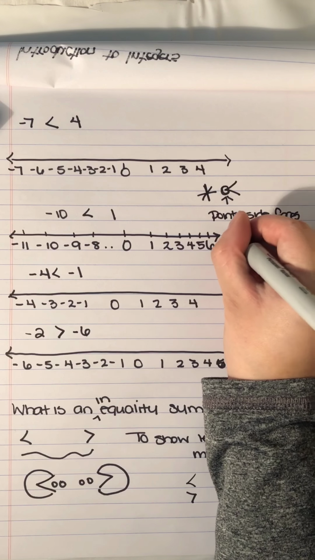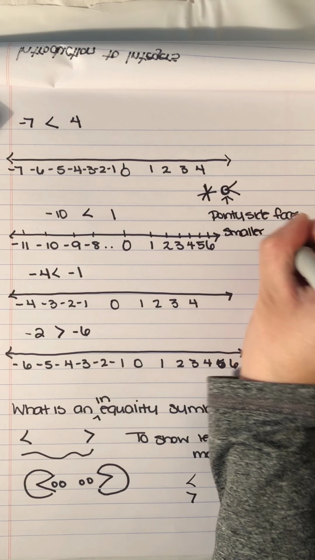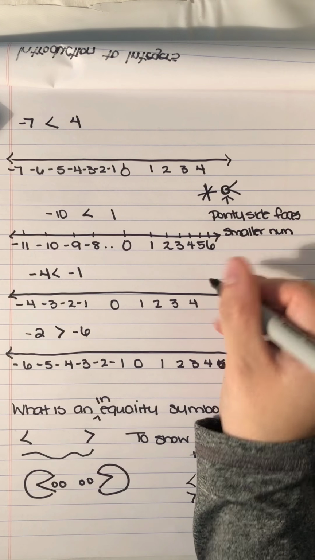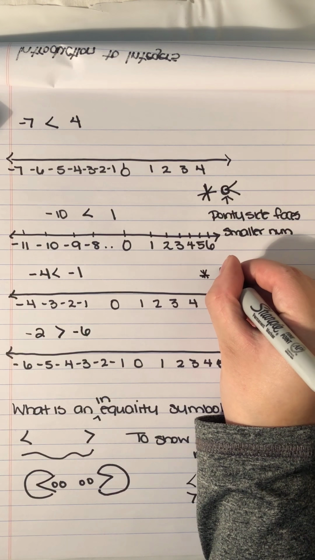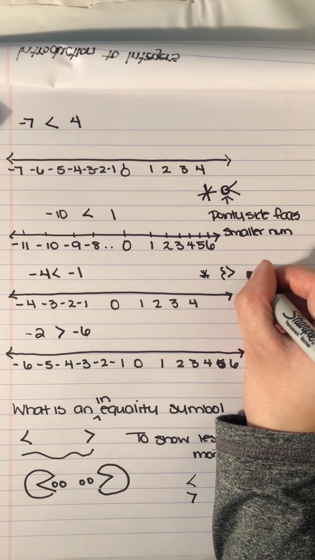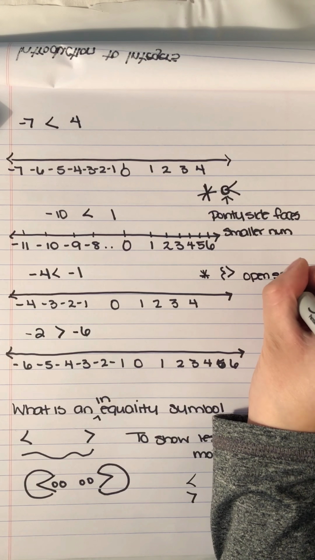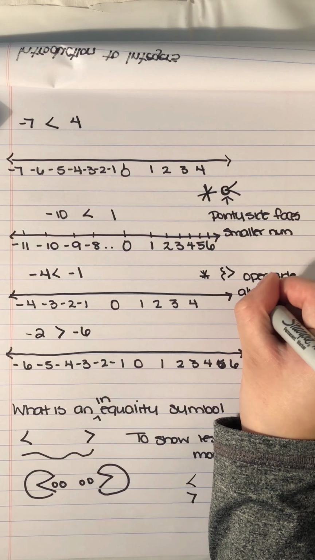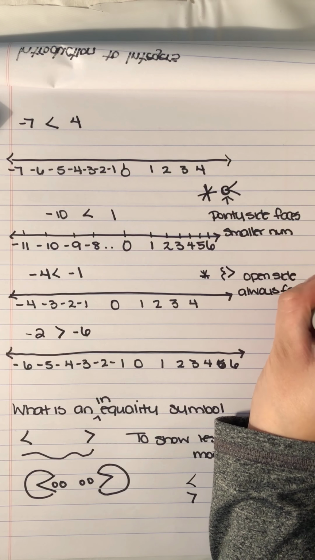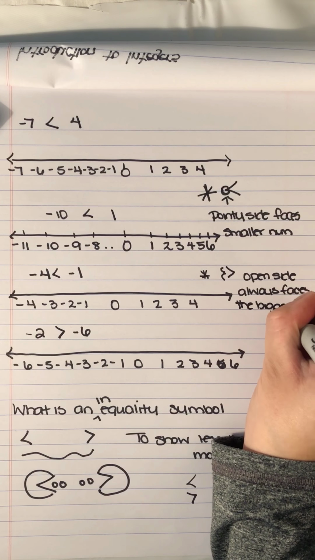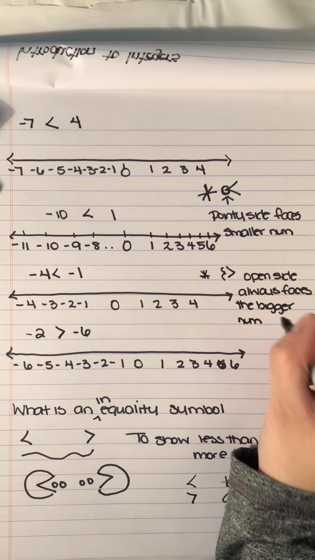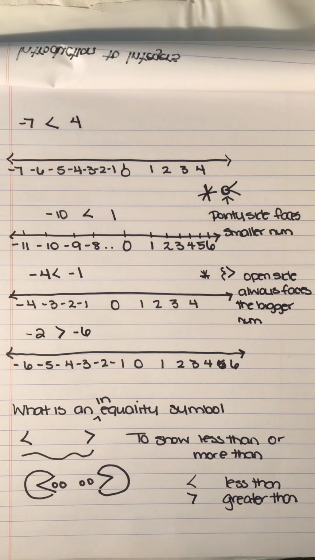Now remember, the pointy part of the actual inequality symbol will always face the smaller number. And the mouth part, the open part, is always going to face the bigger number. So depending on where the actual mouth is facing, that's how you would read the problem. It takes a little bit of practice, but once you remember that the mouth part, the open part, faces the bigger number, you will just automatically place the open part facing the bigger number.